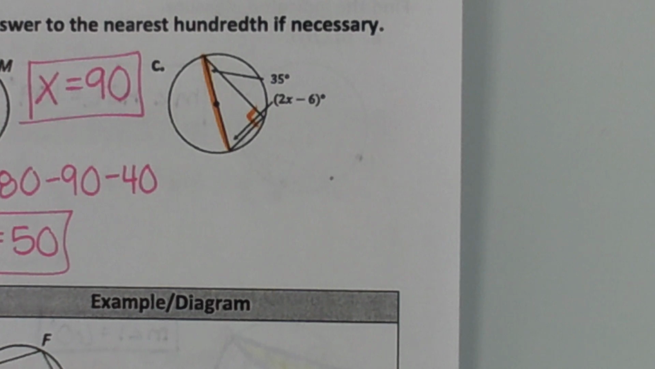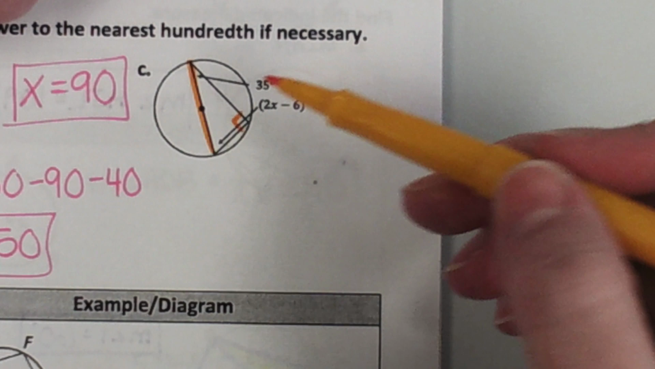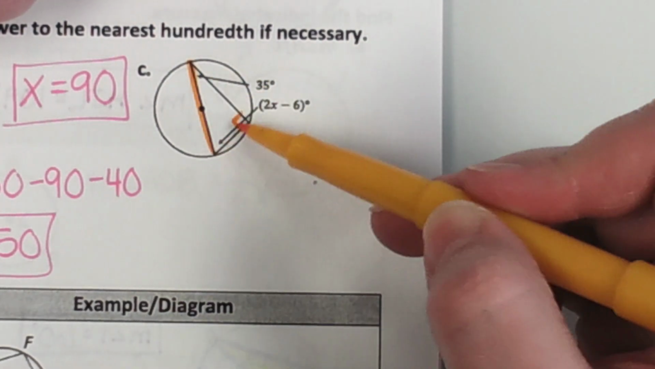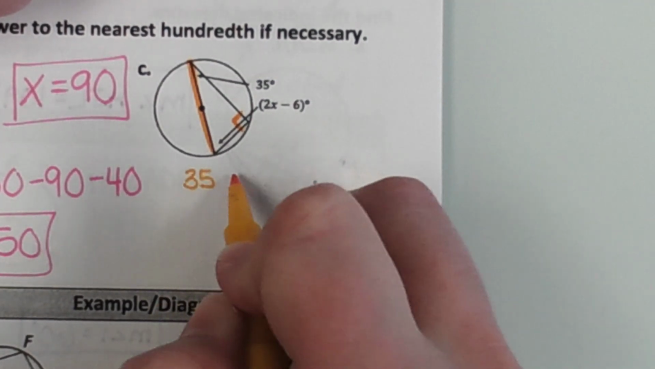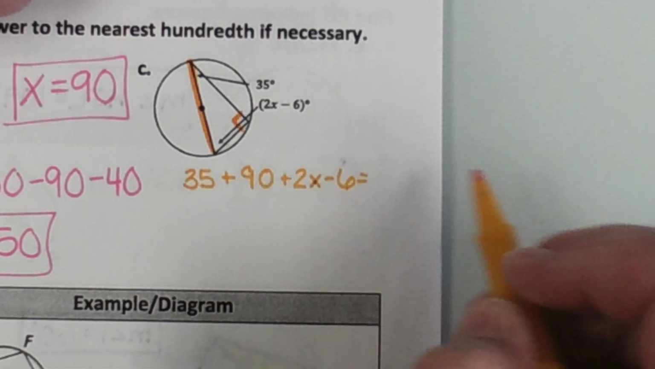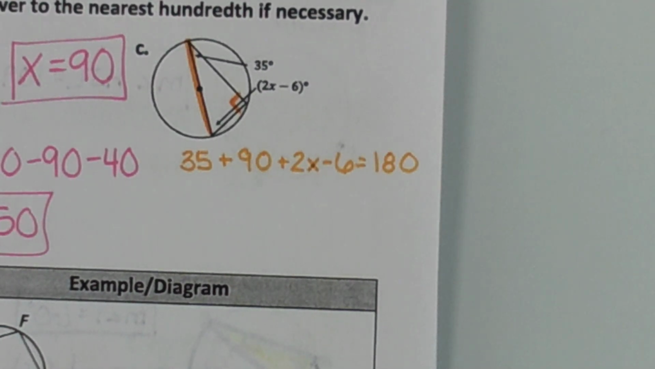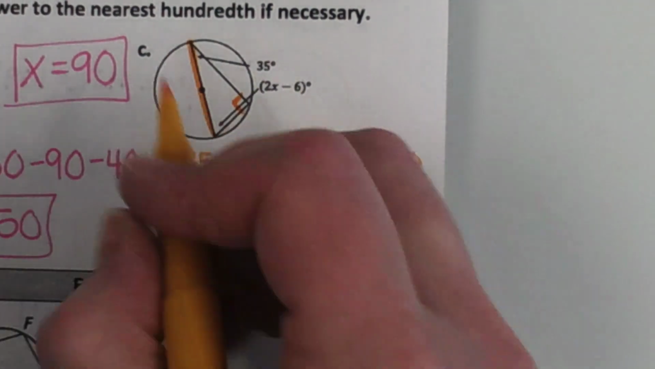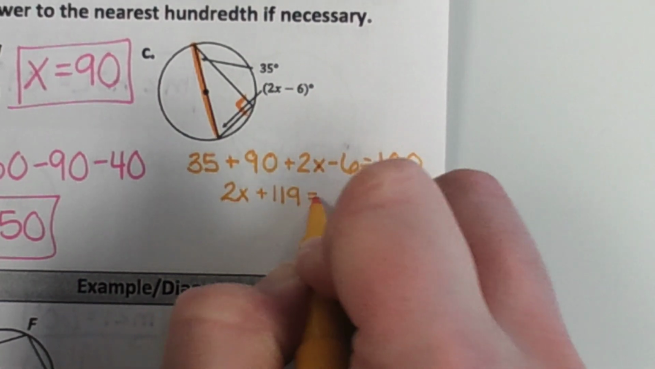Triangle angle sum theorem. Angles of a triangle add up to 180. So, now I can't necessarily just do 180 minus each of these as easily. I could. The other option is to add them. 35 plus the 90 plus the 2x minus 6 equals 180. Just straight up add up all the angles because they're in a triangle. I combine my like terms. 35 plus 90 minus 6 is a positive 119.